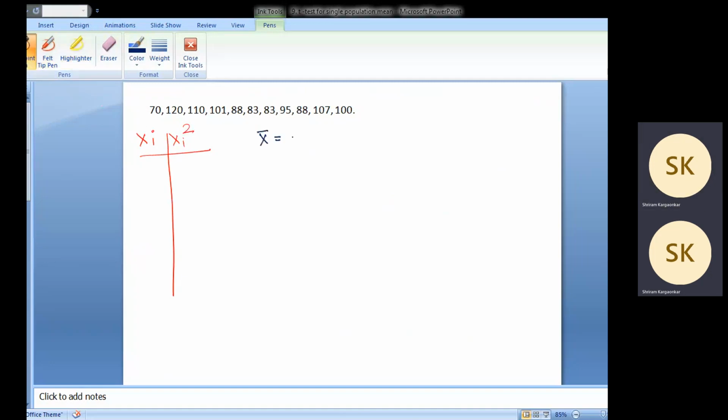X bar will be summation xi upon n. Okay. And the sample mean square will be summation xi minus x bar whole square upon n minus 1. After simplification, I can write it like this: summation xi square minus n times x bar square upon n minus 1. This is the simplified formula which we are going to use now.